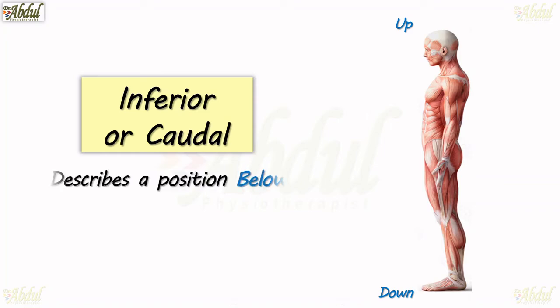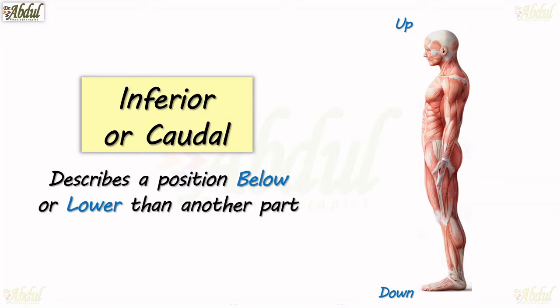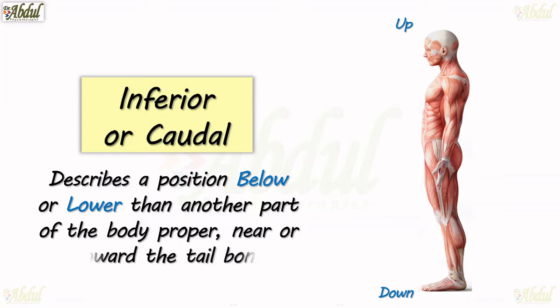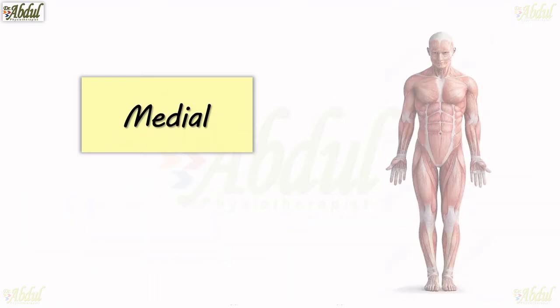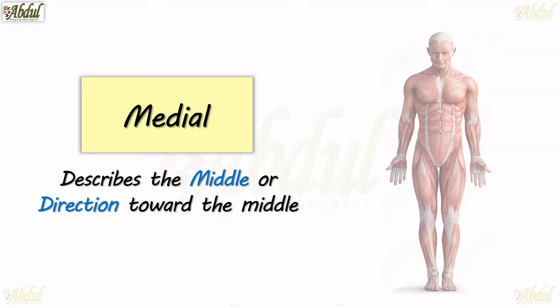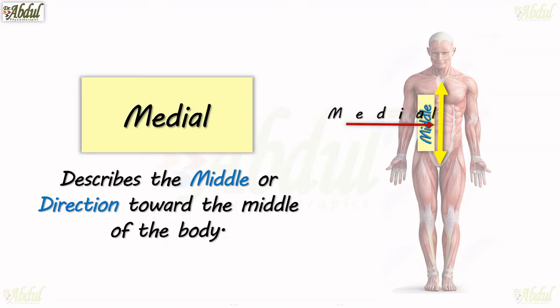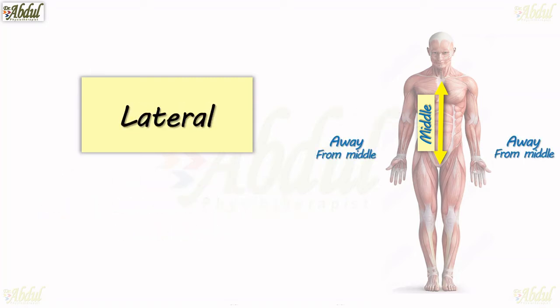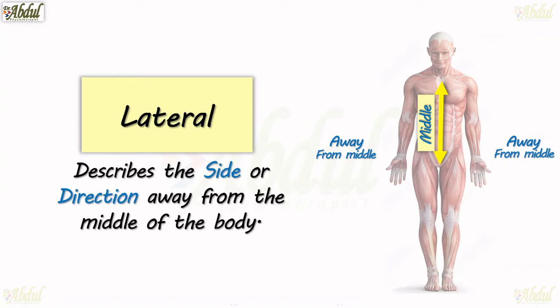Inferior or caudal describes a position below or lower than another part of the body proper, near or towards the tailbone. Inferior. Medial describes the middle or direction towards the middle of the body. As you can see in the diagram, towards the middle of the body is called medial. Lateral describes the side or direction away from the middle of the body.